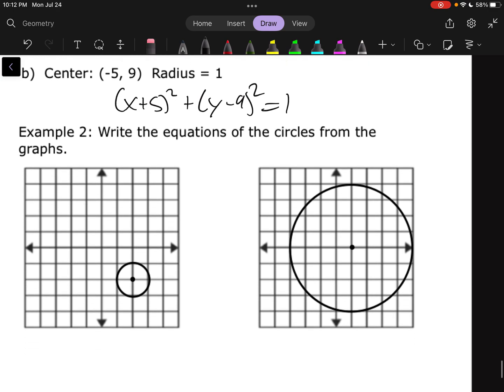For these ones, what should our equation be here? This should be x minus 2 squared plus y plus 2 squared equals 1. This one should be x minus 1 squared plus just y squared, because the y value didn't go up or down, equals 16, because the radius was 4.